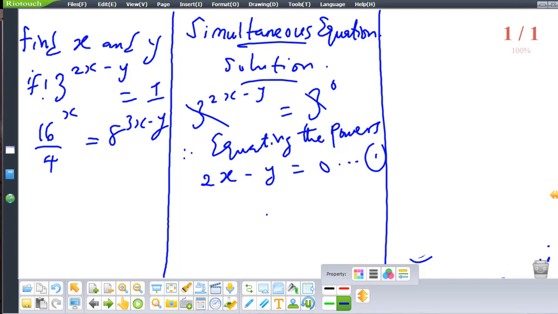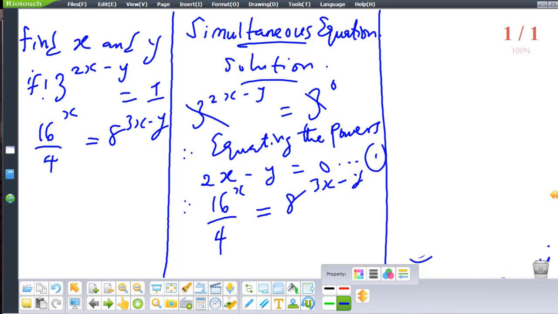This is actually what the examiner is trying to write, but is looking for a way in which to test your technical ability and intellect. So let's do the same to equation 2, the second equation we were given. So we have 16 raised to the power x all divided by 4 is equal to 8 raised to the power 3x minus y. Now let's convert all to base 2.